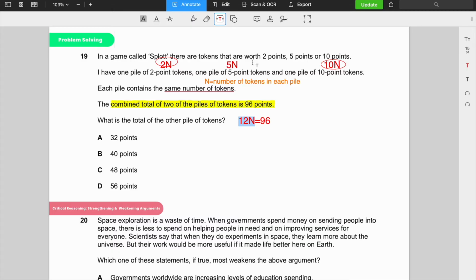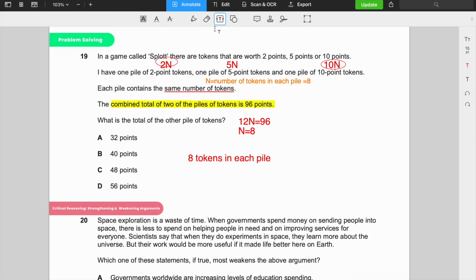And if we were to just double check the other option, there's only one more option, which is the 5n and 10n pile. So that's a combined value of 15n. 96 is not divisible by 15, so that won't work. So the 2 piles of tokens must be the 2-point and the 10-point, right? So that's going to have a total value of 12n. 12n equals 96, so n equals 96 divided by 12, which, as you guys should know, is 8. So that means there are 8 tokens in each pile, because we said n equals the number of tokens in each pile, that equals 8. So there are 8 tokens in each pile.